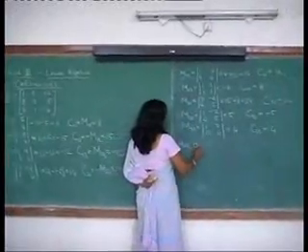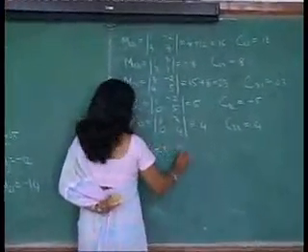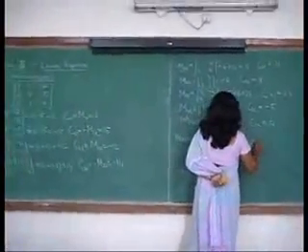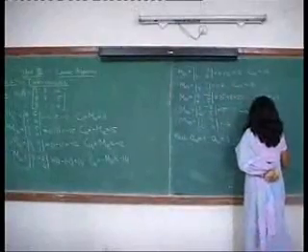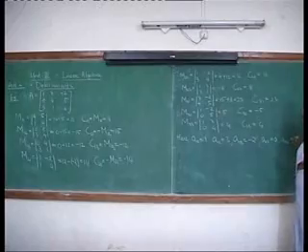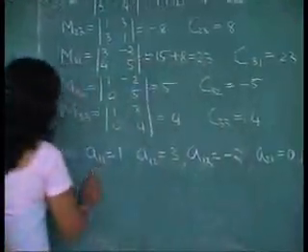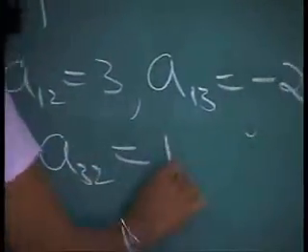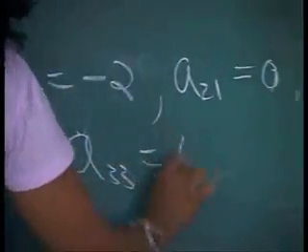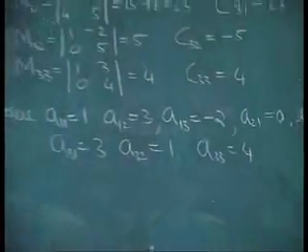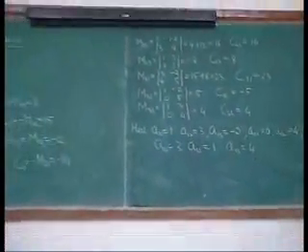Notice that for this matrix, A11 is 1, A12 is 3. I am writing the elements of the matrix. A13 is minus 2, A21 is 0, A22 is 4, A23 is 5. Then elements in the third row, first column, 3, third row, second column, 1, and third row, third column is 4.